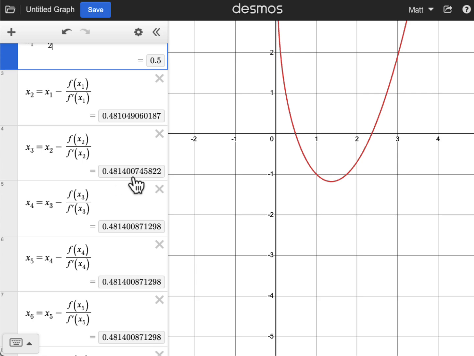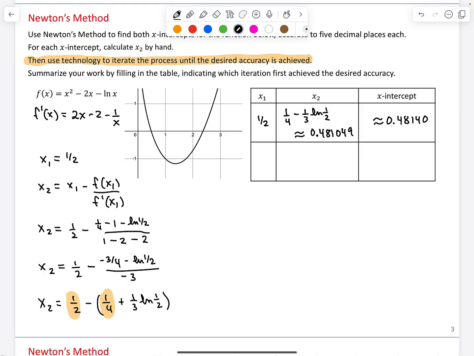And even if I do rounding, the 6th decimal is a 0 here, meaning that rounded to the 5 decimals, our root is approximately 0.48140. And we got that accuracy with x3. So we've followed these instructions by indicating which iteration first achieved the desired accuracy for this x-intercept.